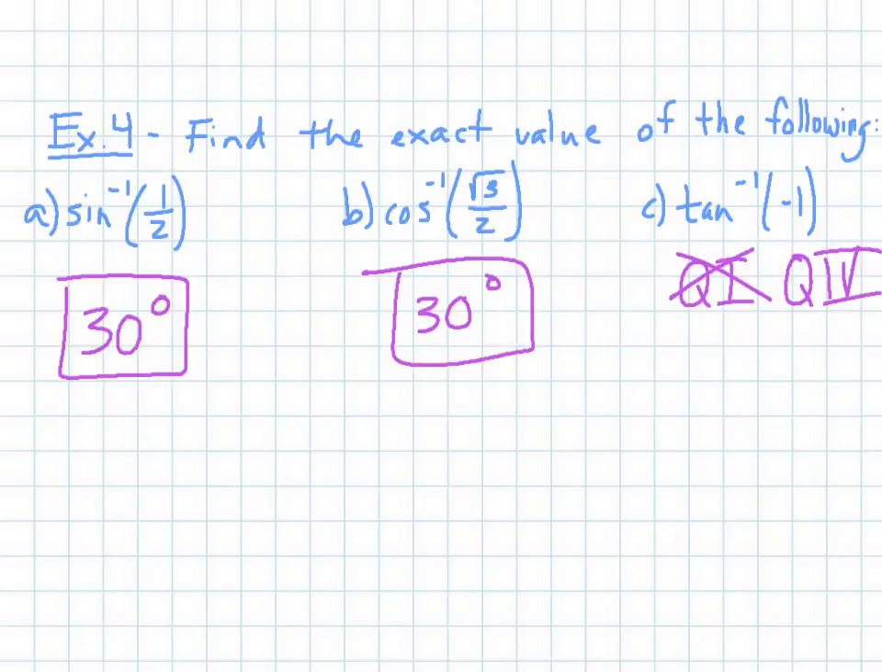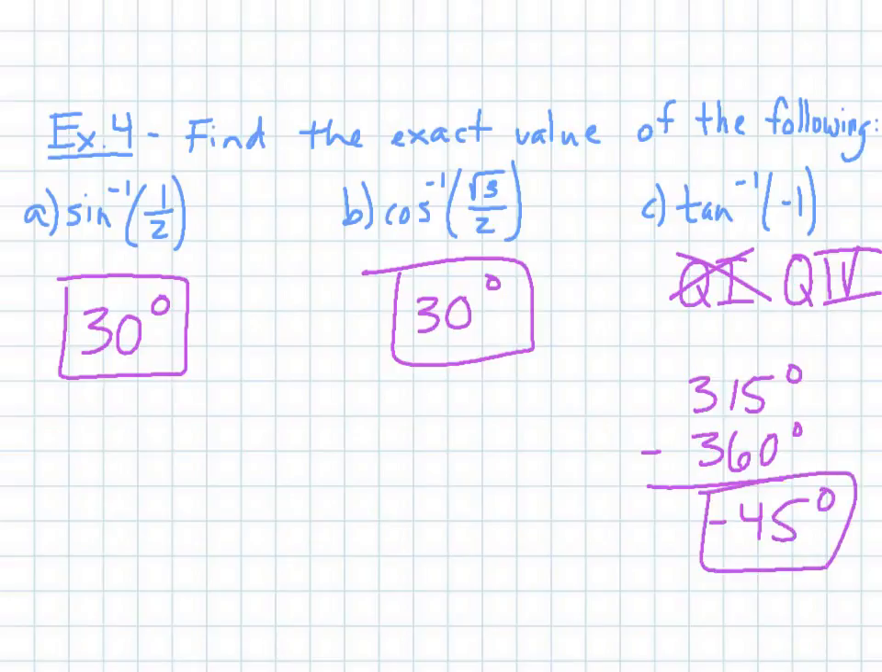So it's not going to be in between 0 and 360 or 0 to 2 pi. Okay? So here, instead of saying 315 degrees or 7 pi over 4, you need to take that value and subtract 360 from it. And that's going to get you -45, or negative pi over 4, whichever one. Okay? So those would be your answers if you wanted to find the exact value.